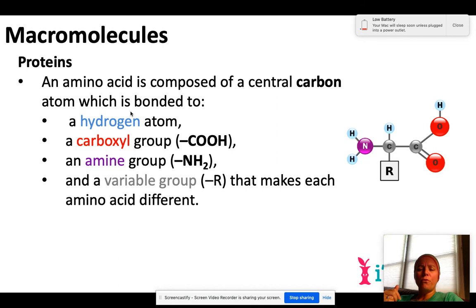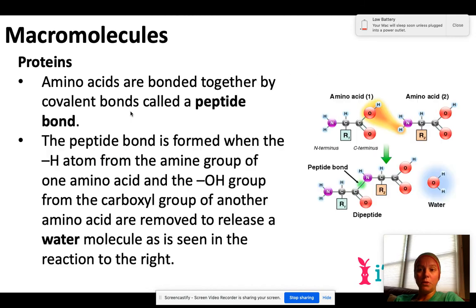Now we'll go over those a little more when we get into a couple other units, but for now, that's all you really need to know. And so what happens to these amino acids? Well, they're going to bind together, right? And when they bind together, they form what's called a peptide bond. Again, this is a condensation reaction because we're losing an H and an OH from each one, and we're creating water. So it's again a condensation reaction.